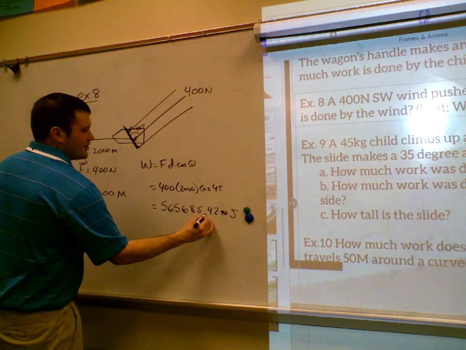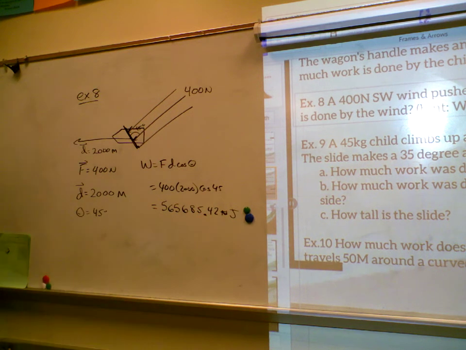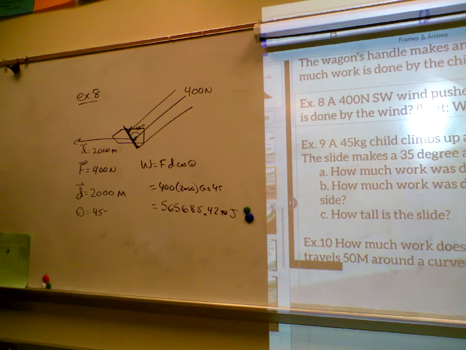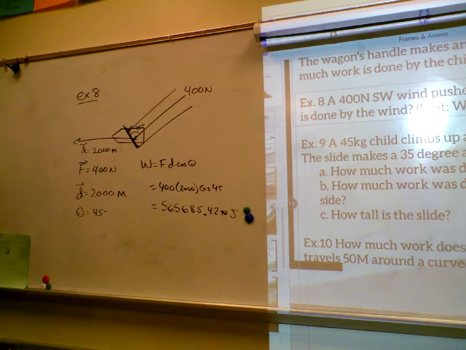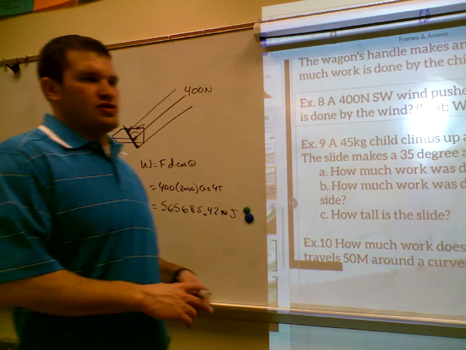So, 565,685.42 joules. Okay. Does that make sense? Any questions? How do you change the input again? It's supposed to be in degrees. Right? Yeah, hit mode and go down to degrees. Okay. So make sure it's in degrees. Oh, you got it? All right, guys.